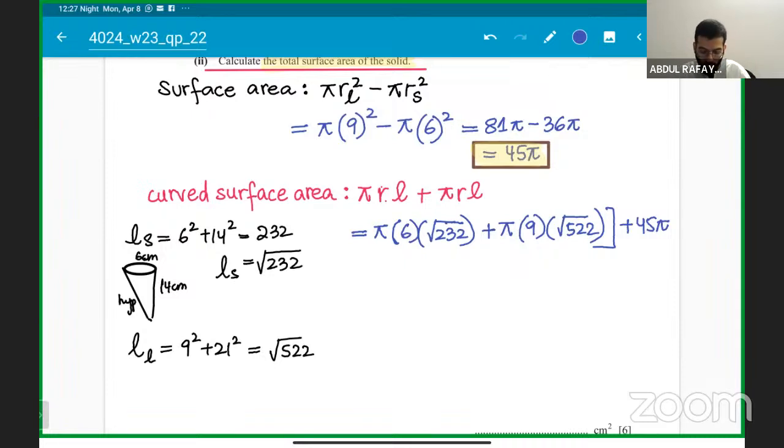This will be 6 times of 6 square root 232 pi plus, and you can say this will be 6 times of pi times of square root 232 plus 9 times of pi times of square root 522 plus 45 times of pi, and we are getting in the calculator 1074. I am getting 1074.47 centimeters square because it is surface area.